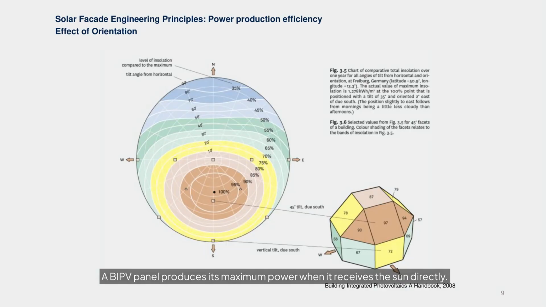A BIPV panel produces its maximum power when it receives the sun directly. Therefore, different geographic locations receive different amounts of irradiance due to the Earth being a globe and tilted. A solar facade located in Freiburg, Germany, would have the maximum power production when the BIPV facade is located in south-facing tilted plane, highlighted in brown in the building at the bottom right. Therefore, it is important to understand the optimal tilting angles of a BIPV system for different facade orientations to receive the most incident solar rays.